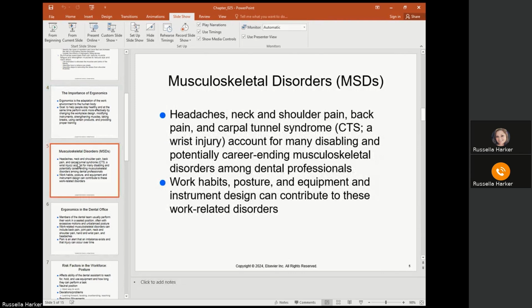Musculoskeletal disorders such as headaches, neck and shoulder pain, back pain, and carpal tunnel syndrome account for a very large amount of these disabling disorders, and they are potentially career-ending for dental professionals.